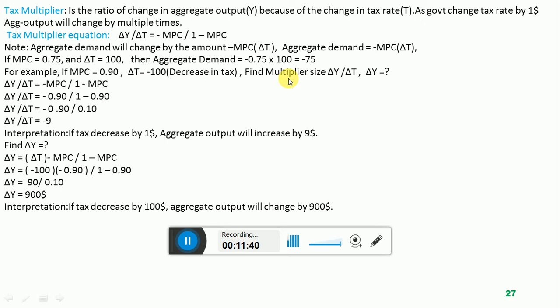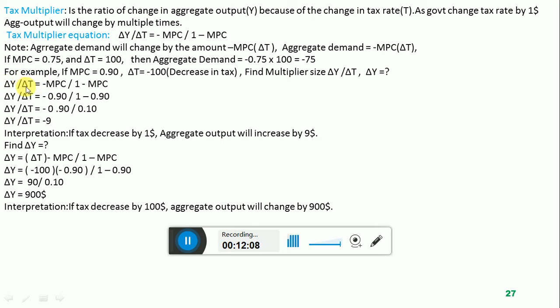In the first part we have to find out the multiplier size, and as I told you, multiplier size means the change in aggregate output because of a change in tax. How much will aggregate output change when the government changes tax by $1? This is the multiplier size. Now let me put the values in the tax multiplier formula.